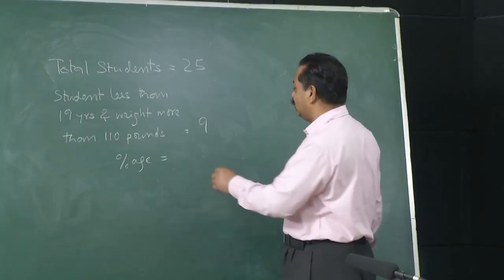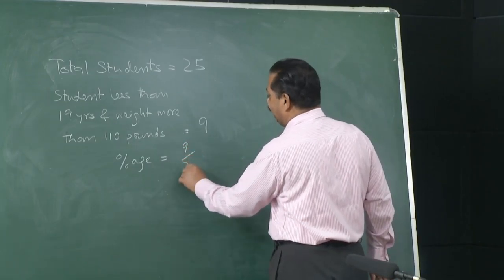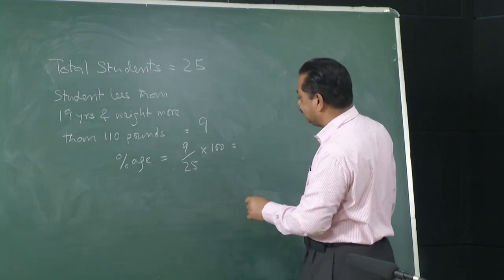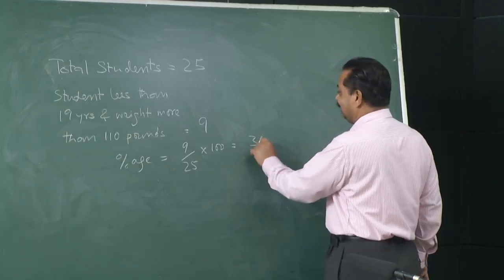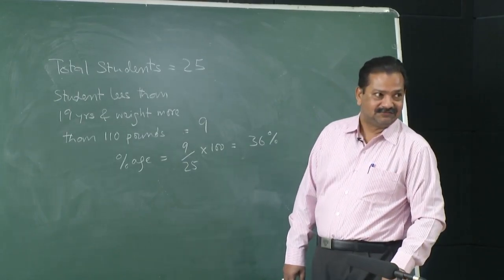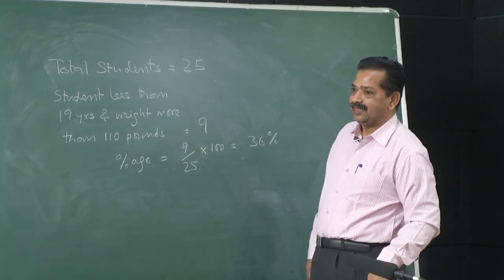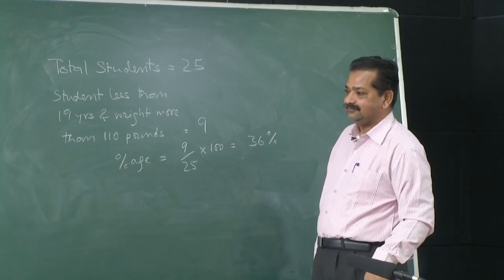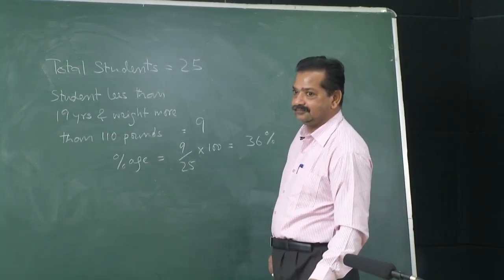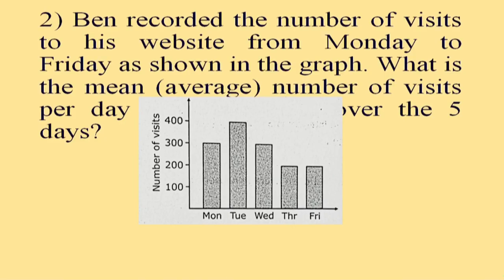So this is 9, so the percentage is 9 by 25, which is 36%. Okay? So next.